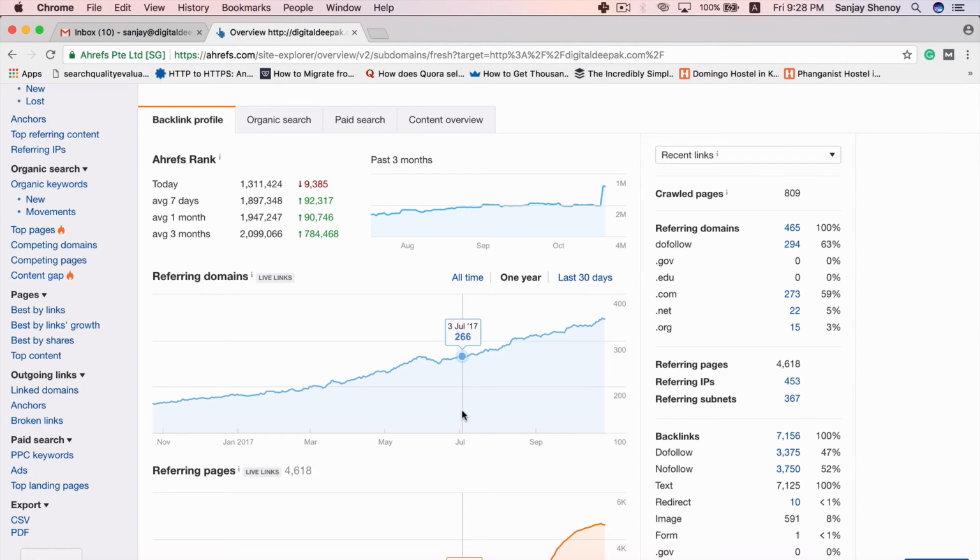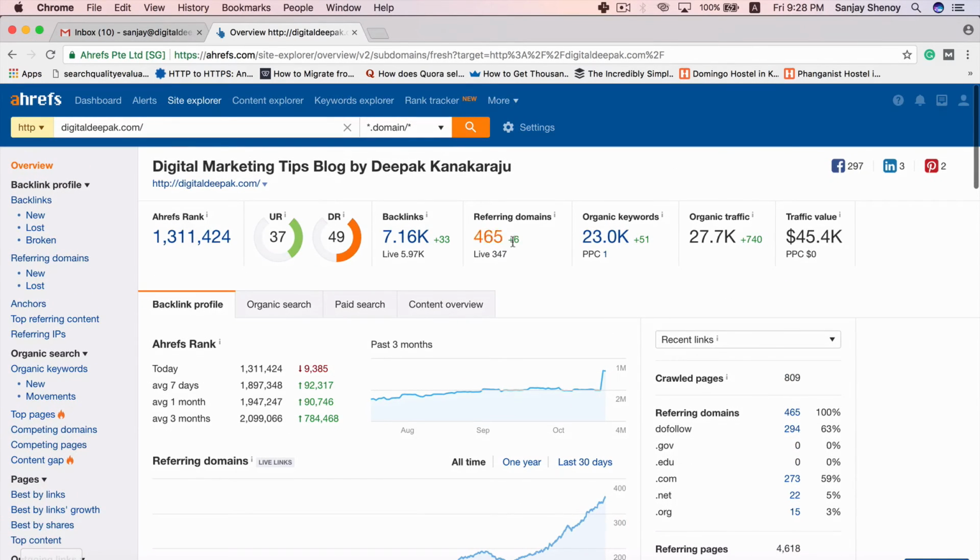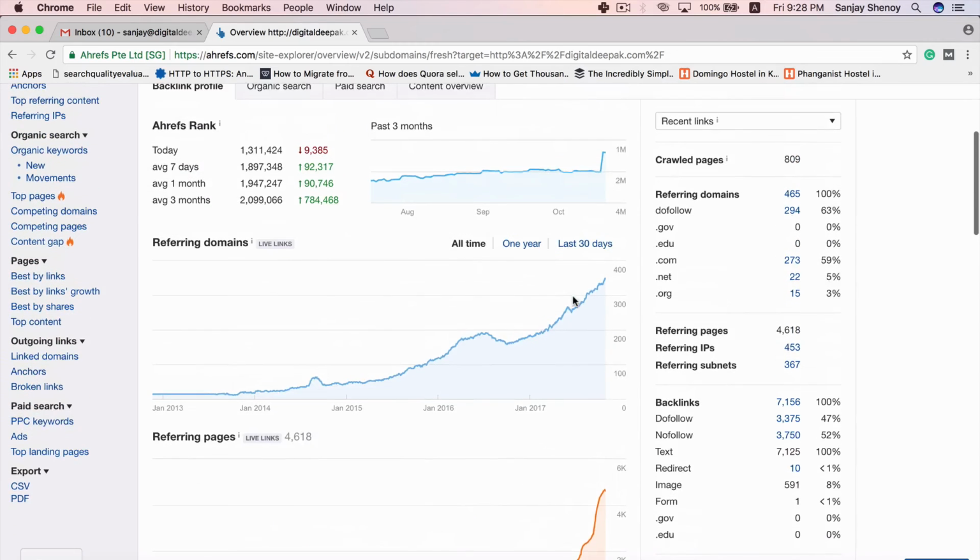This is what you should be aiming for in terms of increasing the number of backlinks, and if you do all the right things, in fact, if I click on all time, you will see that this looks way more natural. It started off around 2012 with just about 14 backlinks, and it slowly grew all the way to about 400 backlinks right now. So again, very, very natural.